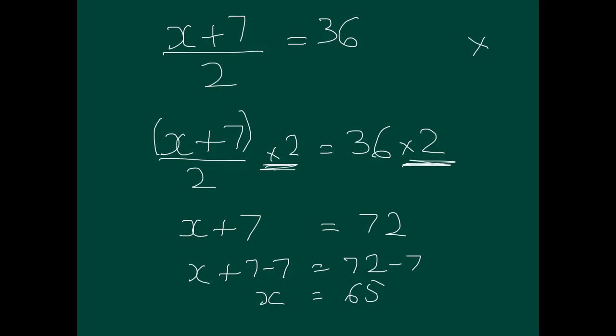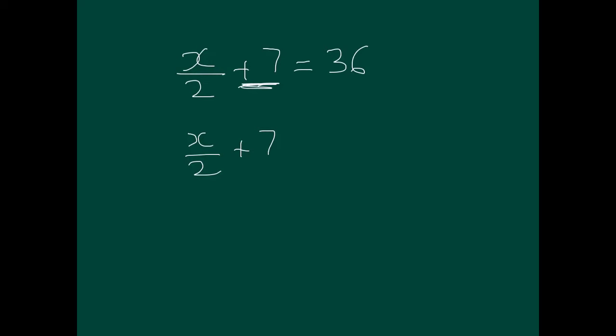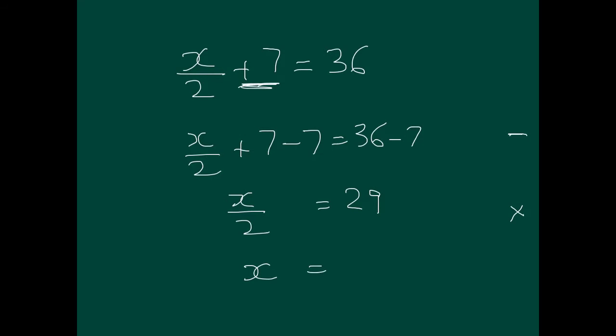Last one. x divided by 2 plus 7 is equal to 36. The last thing that happened when the equation was being formed is that the 7 got added to my x divided by 2. So the first thing I'm going to undo will be the plus 7. I'm going to subtract 7 off both sides. x over 2 plus 7, take away 7 equals 36 take away 7. So I'm doing the inverse operation here. x over 2 is equal to 29. Now I multiply both sides by 2 and I get x is equal to 58.